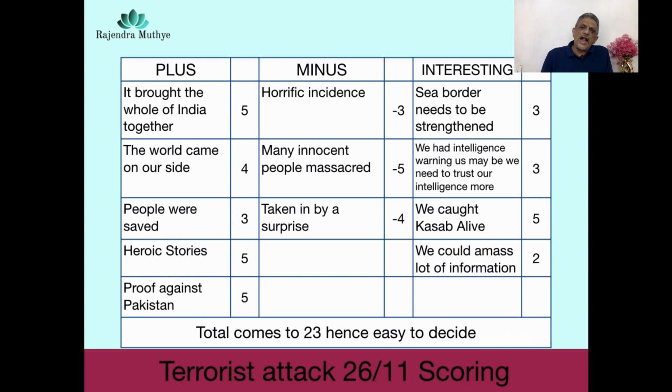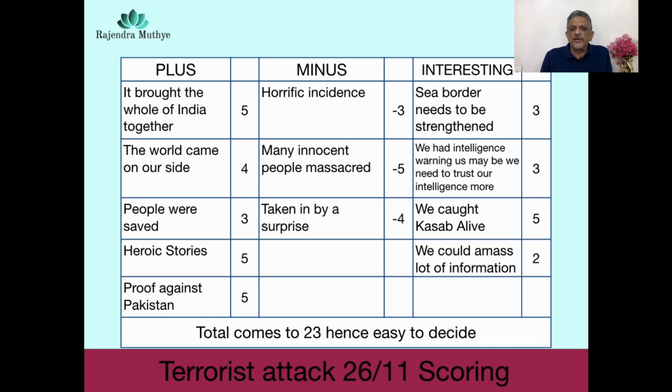Secondly, the intelligence had a warning. So after this happened, don't you think there could be times we could take our intelligence a little more seriously? Many times when such warnings are given to us, we don't really take them seriously. So does our intelligence department need to be trusted a little more than what we actually do, is the question. That's the interesting part of it. Kasab was caught alive, which was a superbly interesting part of it, and we could amass a humongous amount of information against Pakistan.